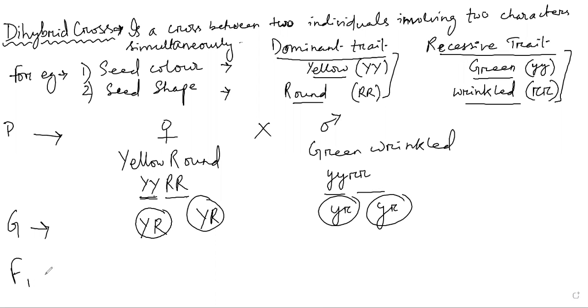Now what shall be the F1 generation? It will be capital Y, small y, capital R, small r. Am I clear? Yes, ma'am. Now, how did I get this? This will be solved in the Punnett square. Do one thing, immediately join once again. We are left with less than one minute. Then I will tell you how I got this F1.